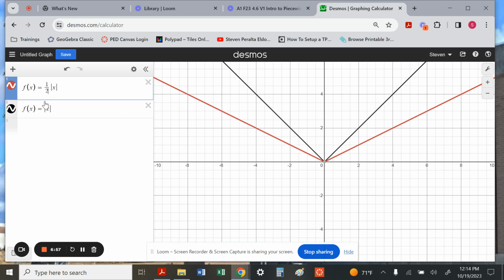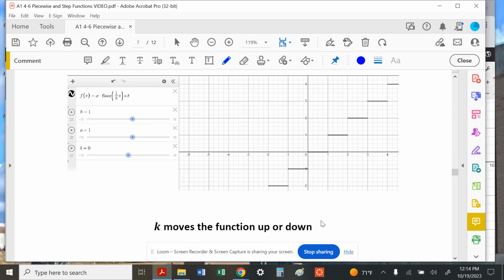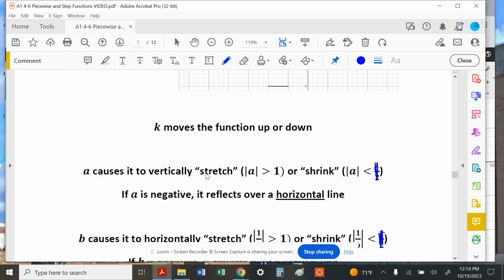What it's saying in this particular one right here is that A causes it to vertically stretch. So if A is greater than 1, that means it goes up faster. Or it shrinks if the number is between 0 and 1. So if the A value is between 0 and 1, then that means it's going to shrink, or it's not going to stretch.